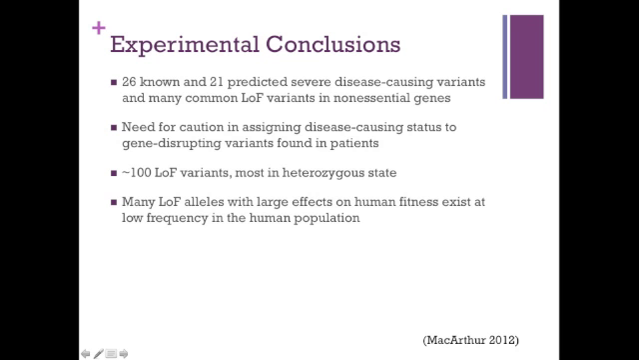This is because the scientists found that a typical healthy human genome contains approximately 100 loss-of-function variants, most of which are in the heterozygous state. Since human beings have been estimated to carry less than 5 lethal alleles per genome, it seems very likely that most of these loss-of-function variants are found in non-essential genes and are not disease-causing.